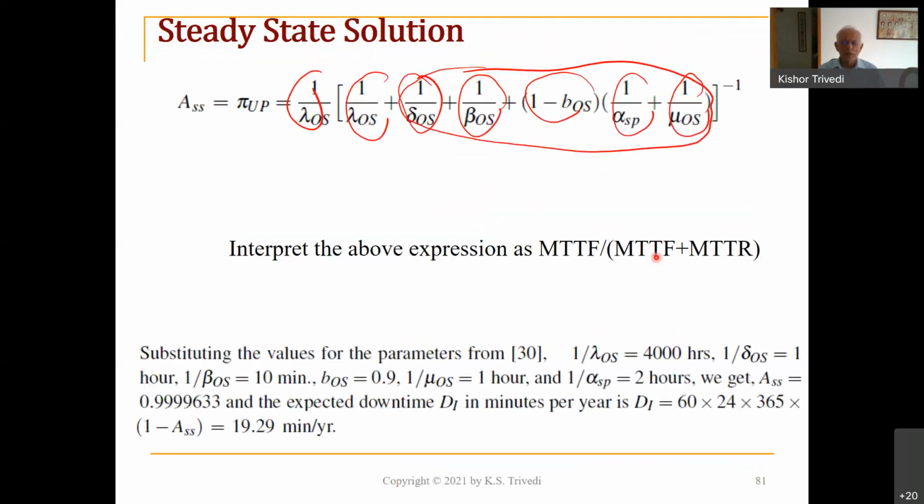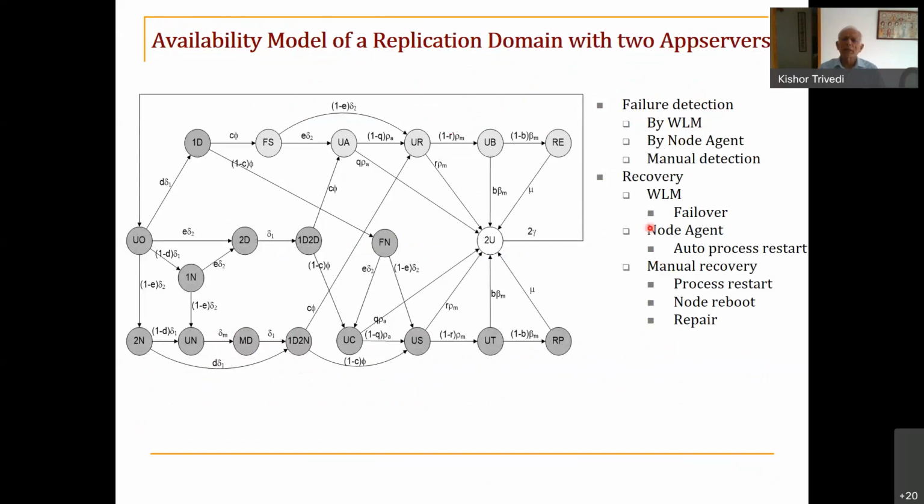I'll skip this slide. And things can get much more interesting. This is the model we developed of a so-called replication domain of two app servers in IBM WebSphere. Two app servers are up and running here. One of the app servers fails.